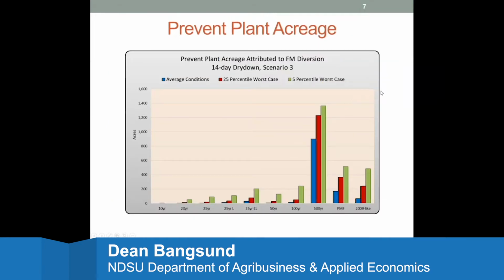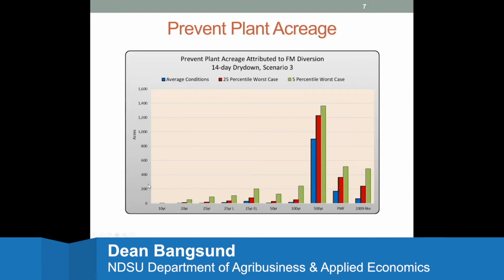So if we look at prevent plant acreage, what you see here is we have the 10 flood sizes that we're evaluating, and we went over that in fairly strong detail a month ago. And then we have a 25th percentile worst case and a 5% worst case. These are based on the number of simulations that we ran with the modeling that we developed. And you can see here that when we get to the larger floods is when we start seeing a noticeable increase in the amount of PP acreage that's caused by the diversion. Not to be mistaken with the total amount of PP, because that's a different issue, and we're only looking at, on the margin, how much additional acreage is created by the operation of the staging area.